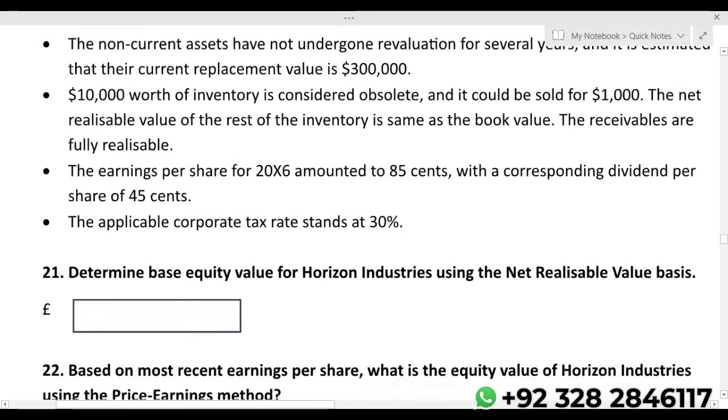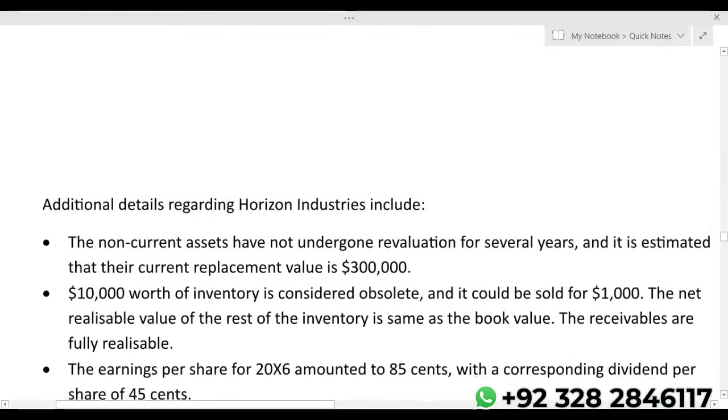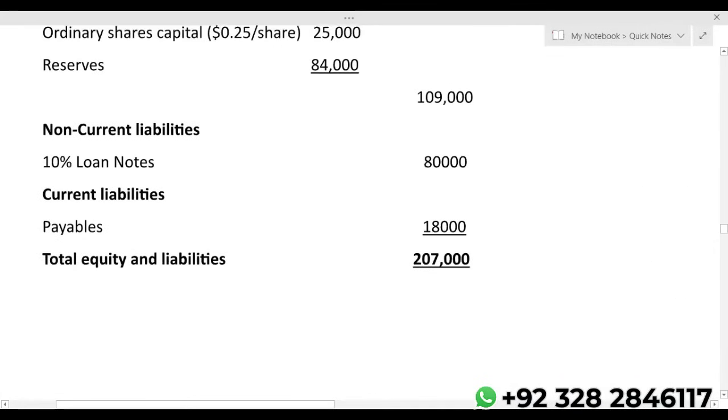Question number one. Determine the base equity value for Horizon Industries using net realizable value basis. When we are using the NRV basis to value the business, it means logically we can say that the going concern assumption is not valid. Let's read the scenario.